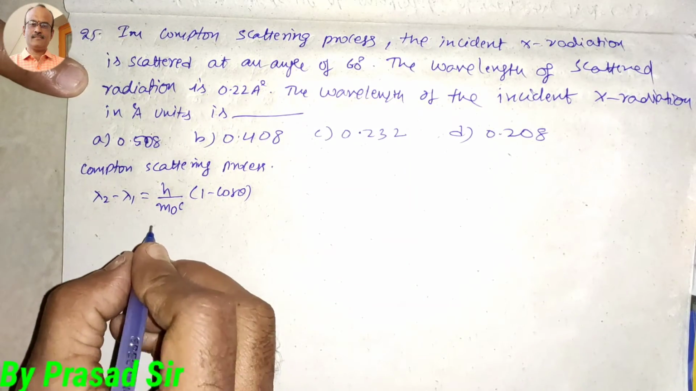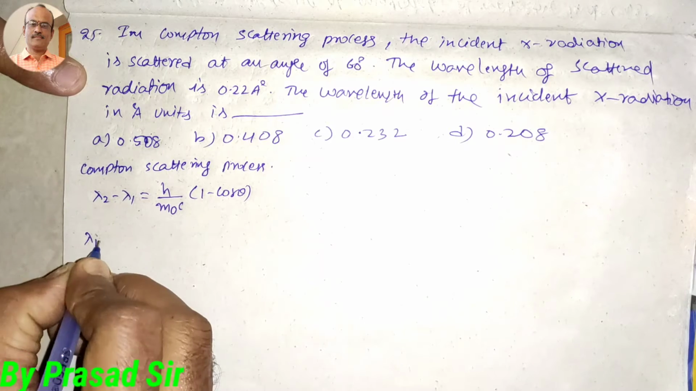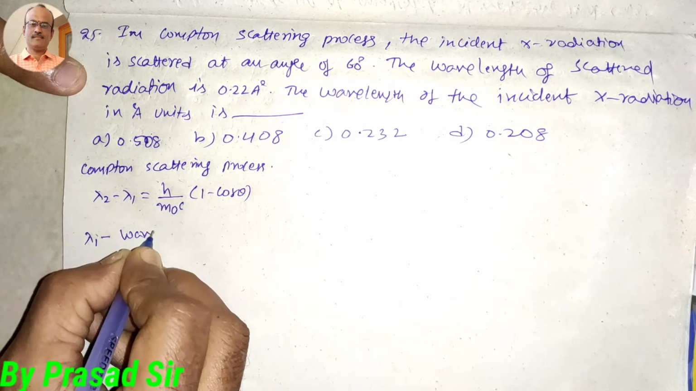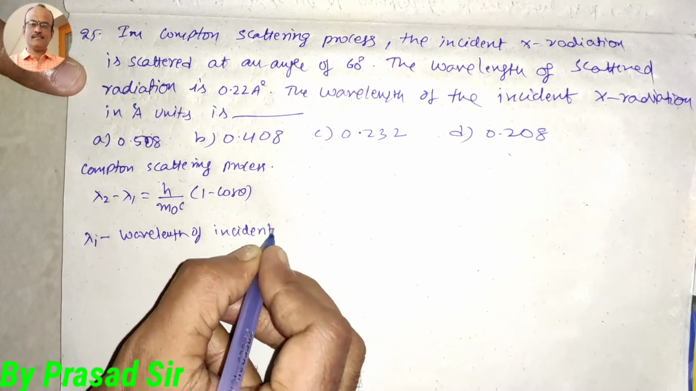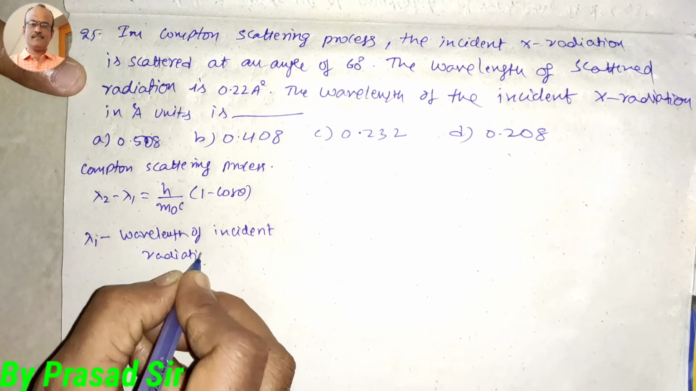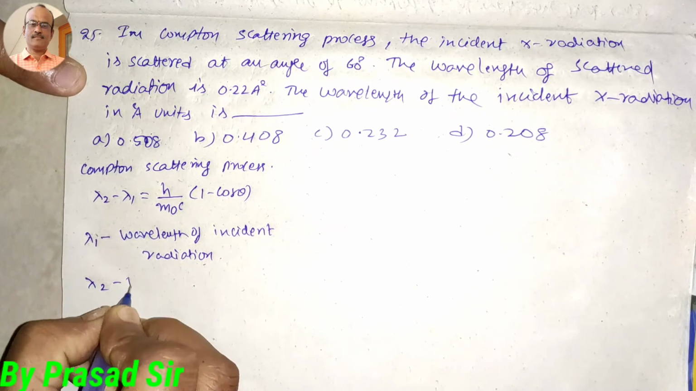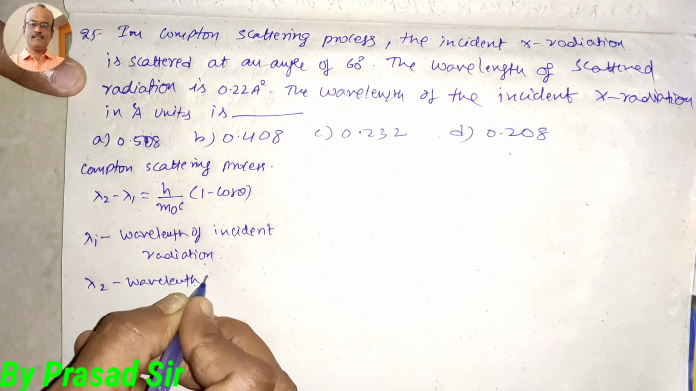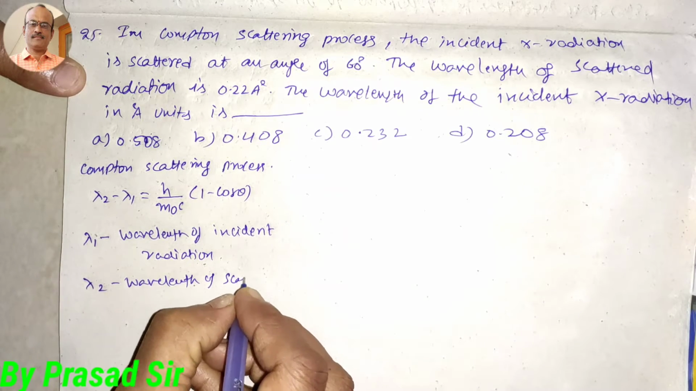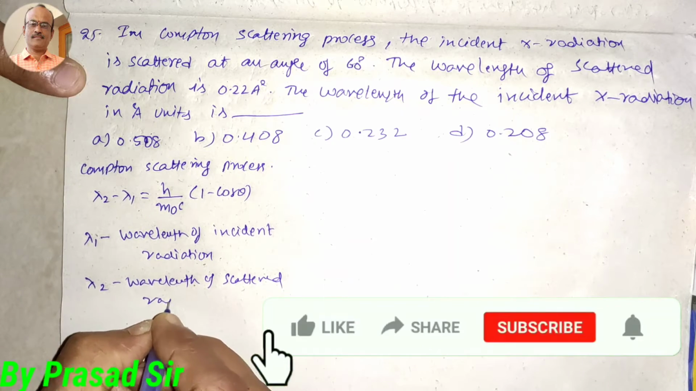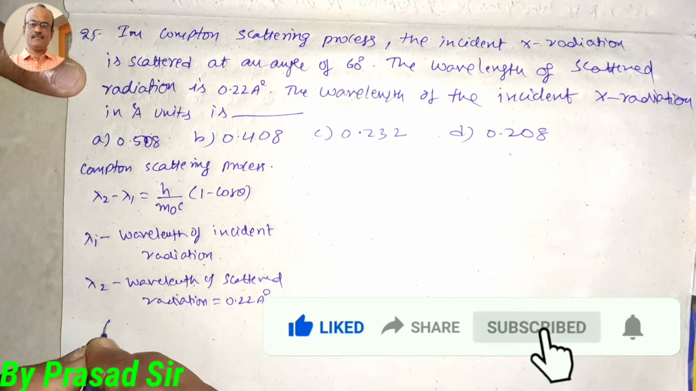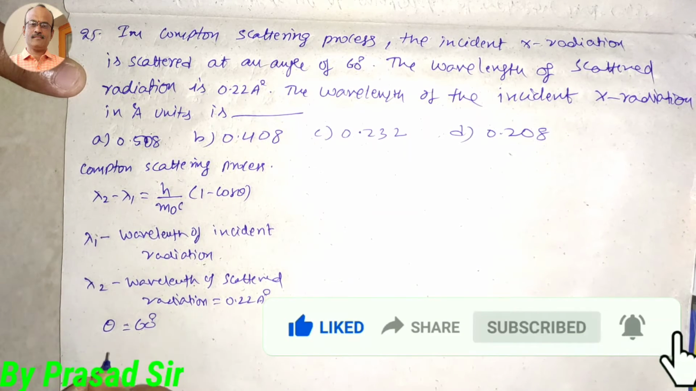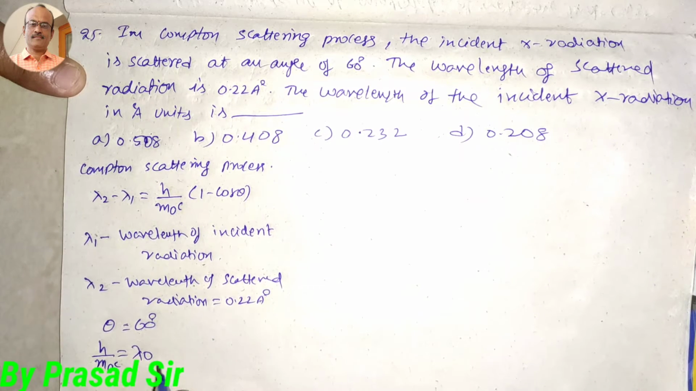But what are the given values? First of all I will take lambda 1, that is nothing but the wavelength of incident radiation to be calculated. Lambda 2, that is nothing but the wavelength of scattered radiation, that is given 0.22 angstrom units, whereas theta is given, that is 60 degrees. Then afterwards h by m naught into c is nothing but lambda naught.